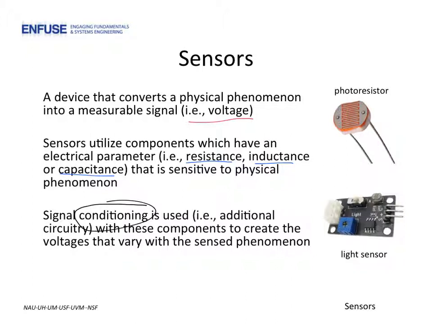In this slide, we see a component called a photoresistor, whose resistance is dependent on the incident light intensity. We also see a light sensor that integrates a photoresistor into its circuitry, along with other components for signal conditioning, to, in the end, produce a voltage at these pins that is proportional to the light intensity.